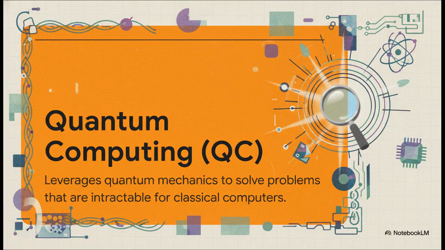So to really get this, we've got to start with the basics. What even is quantum computing, or QC? Well, think of it like this. It's a completely new way of computing. It taps into the super weird and wonderful rules of quantum mechanics to solve problems that are just impossible for our regular classical computers. We're talking problems that would make even the world's biggest supercomputers just give up.